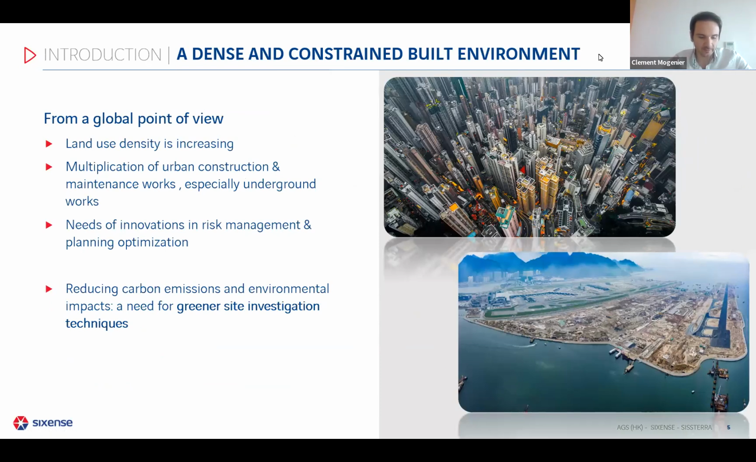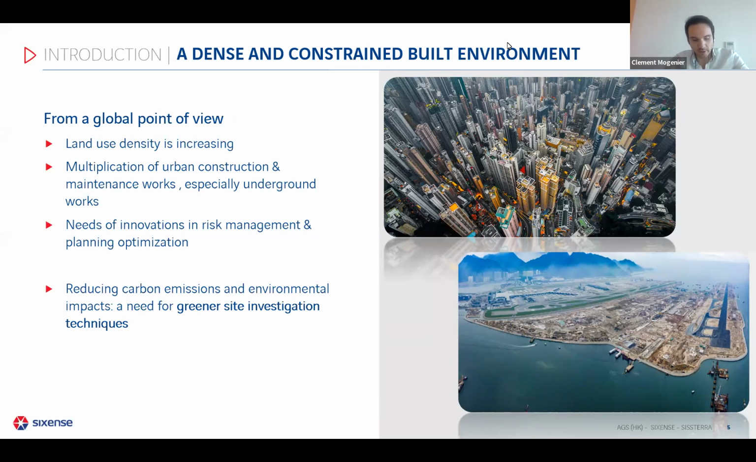So, globally speaking, the land use density is increasing, as you can see on the pictures here with the city center of Hong Kong. And the multiplication and the complexification of urban construction, especially for underground infrastructures in such crowded environments with existing metro lines, existing foundations, require us to adapt the projects and overcome these limitations. You can see the picture from the Czech Letňany airport here. The limitations are not always coming from the existing infrastructures, but also from safety standards, like working with low headroom restrictions, as was the case on this airport project.